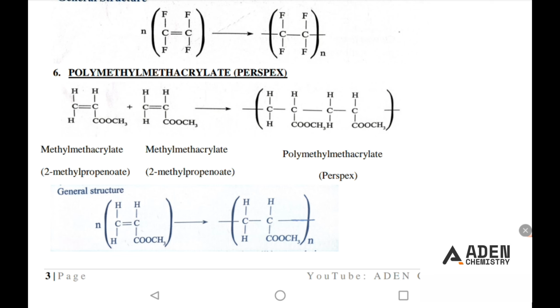Then the general structure. We pick 1. Then we put N to represent the number of monomers. Then through addition polymerization, the polymer will be looking like this. So how have we gotten this? We remove the double bond, we make it a single bond. Then we're having 2 hydrogen, the first carbon, the way you see here. Then 1 hydrogen, the way you see there. Then COOCH3, the way you see here. Then we're remaining with 2 more bonds here. We are going to close it with the polymer. Then we put N here for the number of monomers.